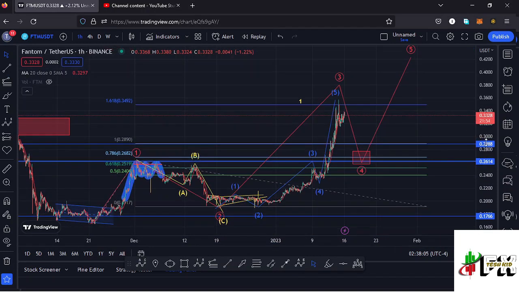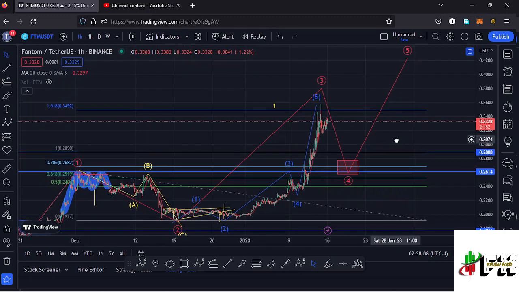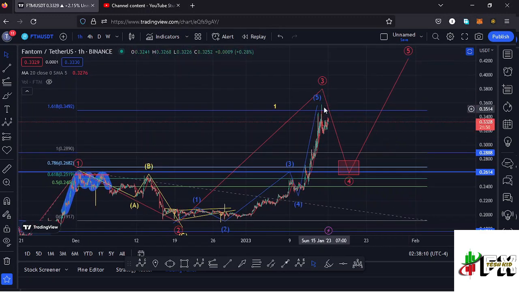$0.3492 mark. And you can see we have fully maximized that target area here in the formation of this wave 3 by making a peak at around the $0.359 mark, and that means we have fully done the minimum that we expected in the formation of this wave 3 to the upside.